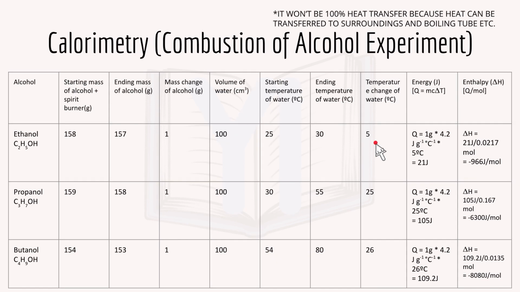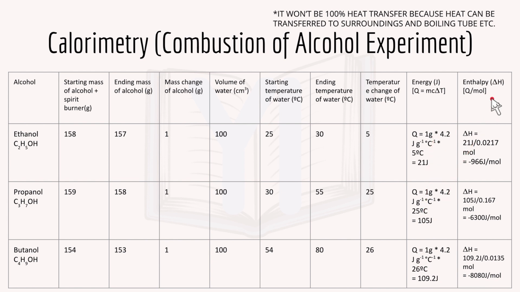Then we'll look into the combustion of alcohols experiment, which was the calorimetry one just now. So I investigated ethanol, propanol, and butanol, with 2, 3, and 4 carbons respectively. There's the starting mass and ending mass, to get the change in mass of the alcohol. The volume of water is always constant. The starting temperature of water doesn't matter what it is, because you're going to find the temperature change anyway, from the starting and ending temperature of the water. And the energy, as I talked about, will be mc delta T. And then you get the energy, so you can see it's constantly increasing.